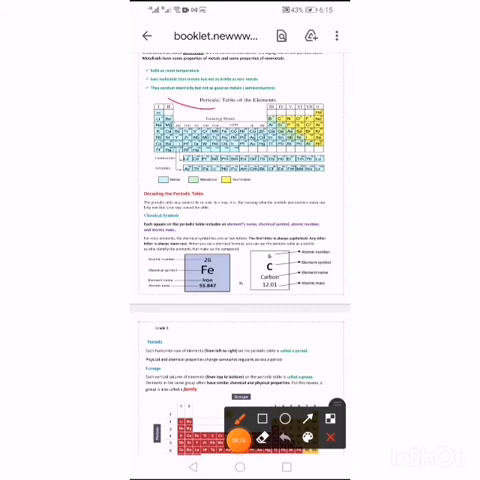Look, this is a metal, the zigzag line is the metalloids, and the yellow one is a non-metal.